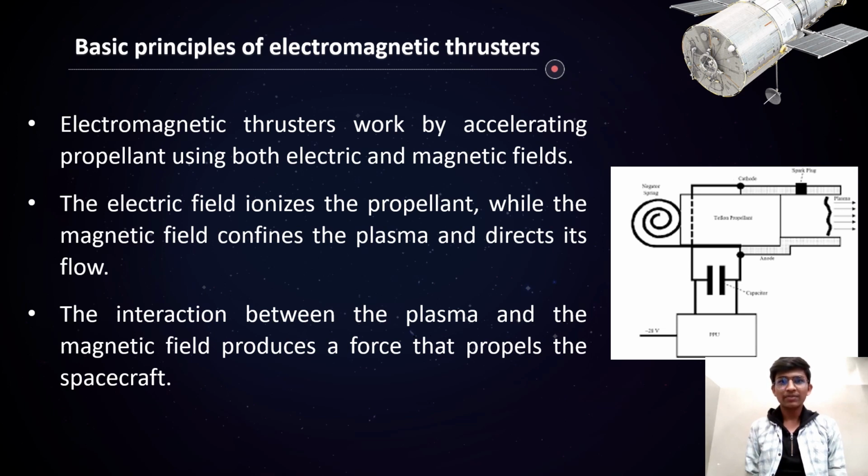Electromagnetic thrusters can be classified into two main types. First is steady state and another is pulsed thrusters. Steady state thrusters operate continuously, while pulsed thrusters operate in short bursts.